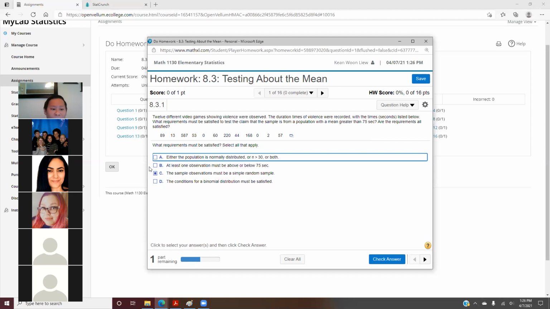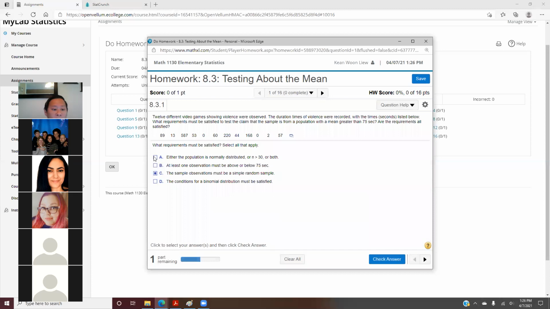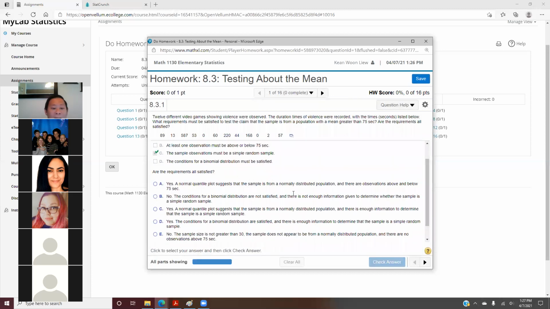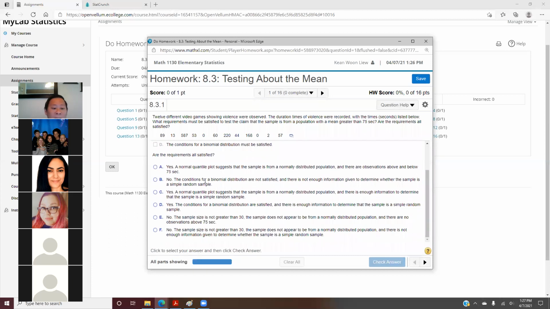I'm going to just click simple random sample because usually it does have the word random sample involved. You know what? This is just a requirement. These are the 2 requirements that have to be satisfied. And now they will ask you which requirements.